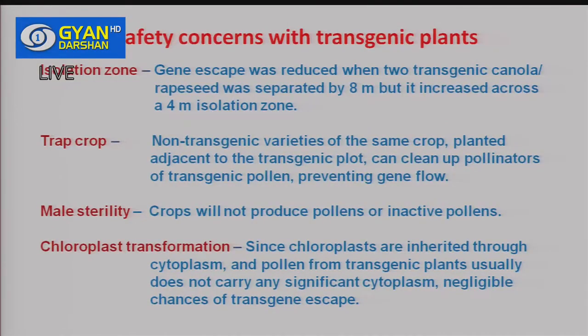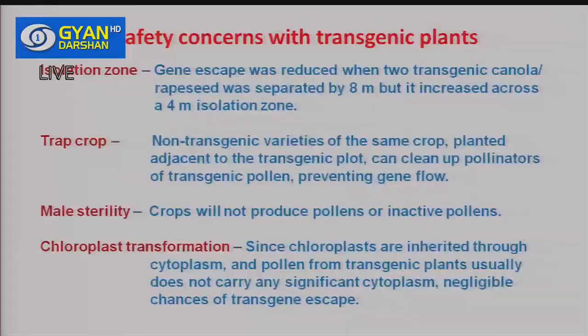Number 1 is creation of an isolation zone. Now, what is meant by isolation zone? That means even if you bring it to the field condition, you try to confine the transgenic plants within an area and not allow the normal or non-transgenic plants to grow nearby. Because if you keep a distance of 8 meters between the non-transgenic plants and transgenic plants, then there is very little chance of pollination, and very little chance of contamination of the non-transgenic plant. So the 8-meter distance can be maintained.